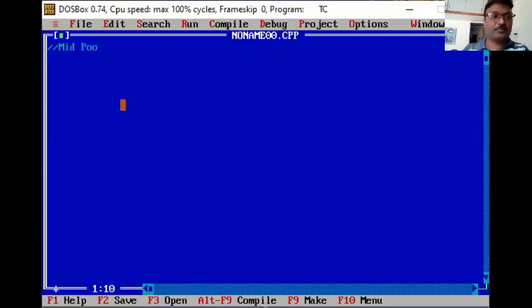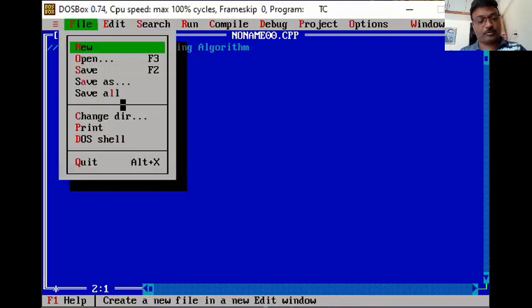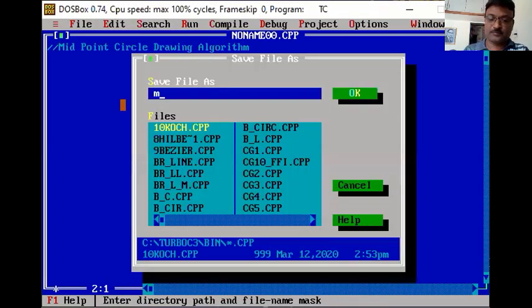Midpoint circle drawing algorithm. Now, what are you going to consider first? Suppose I save this as MC, midpoint circle dot CPP.